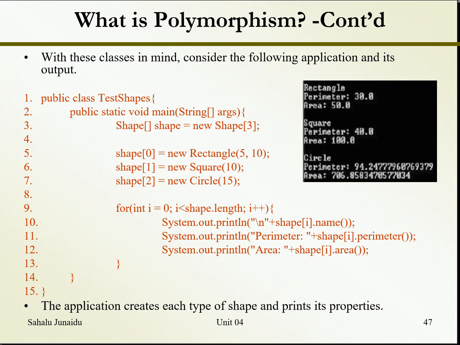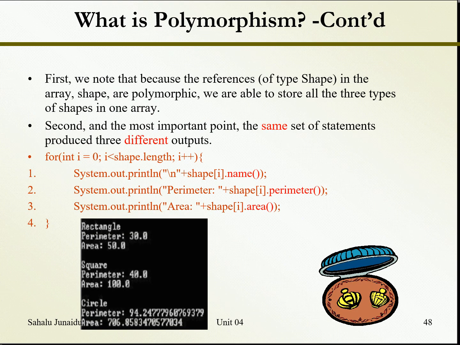So we said the application creates each type of shape and prints its properties. And these are the properties now. The rectangle, perimeter, and area for the 3 shapes we have created. And so first we note that because the references of type shape in the array are polymorphic, we are able to store all the 3 types of shapes in one array. This is one good advantage.